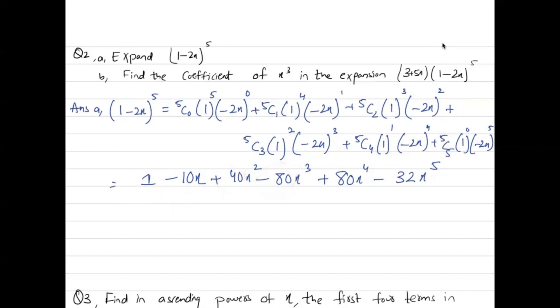Now part B says, and you're going to be getting these kinds of questions frequently. Part B says, find the coefficient of x cube in the expansion of 3 plus 5x times 1 minus 2x to the power of 5. Now they want the x cube term in the product of this. So when the results of 1 minus 2x to the power of 5 are going to be multiplied by 3 plus 5x, there are going to be terms in x cube. They want that term. They want the coefficient of x cube. And so this is how you should do the working. You should go for a smarter way, instead of multiplying.